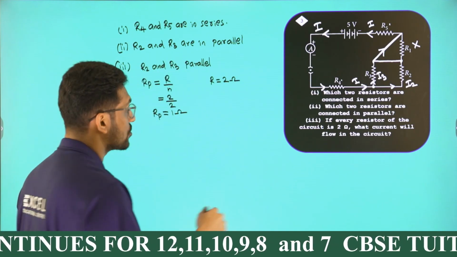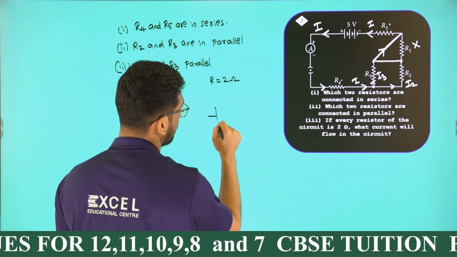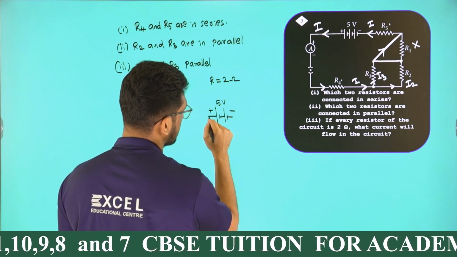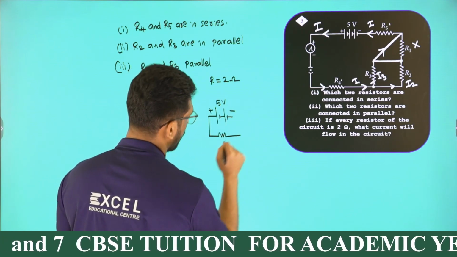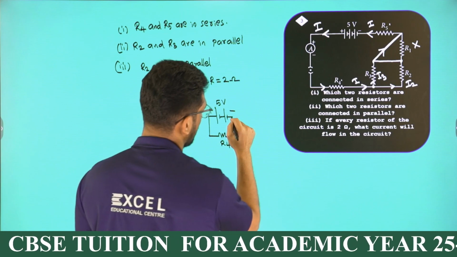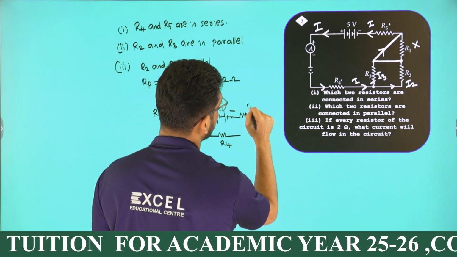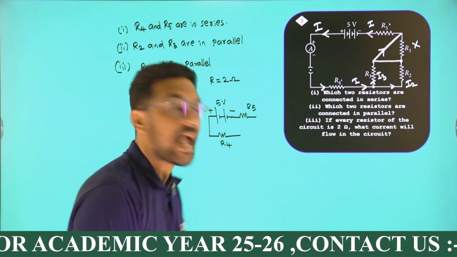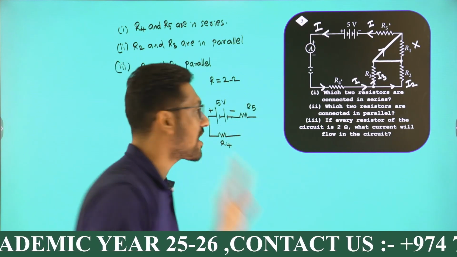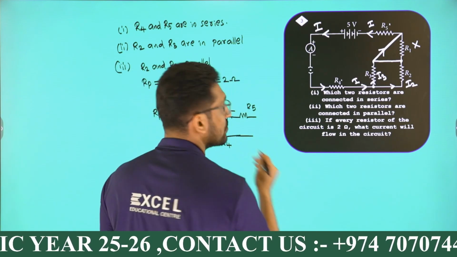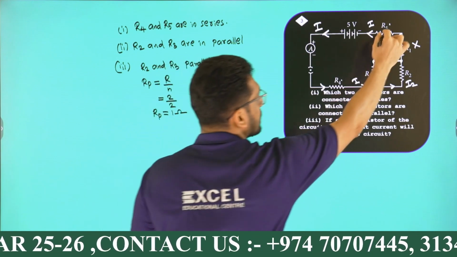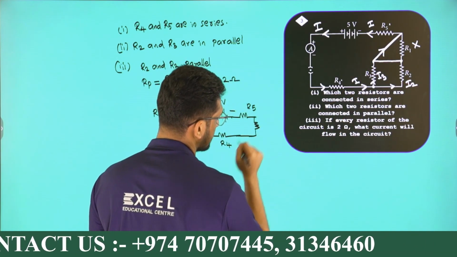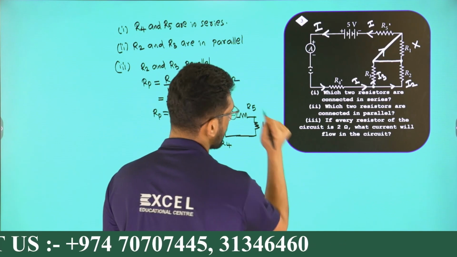Okay, I am going to redraw the figure. It's like this. A 5-volt battery is connected to R4. Here you have R5. Now R1 is not in the picture. It is out of the circuit. There is no current through it, which means you don't have to draw R1. The connection is like this. Now I have an effective resistance here that is just 1 ohm.